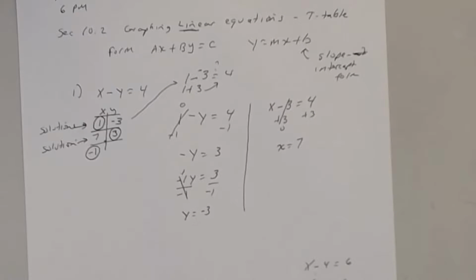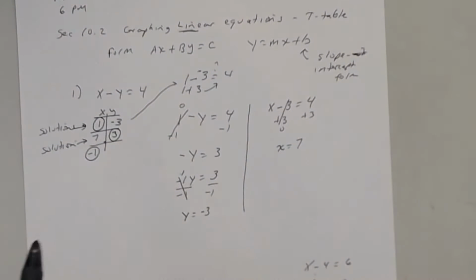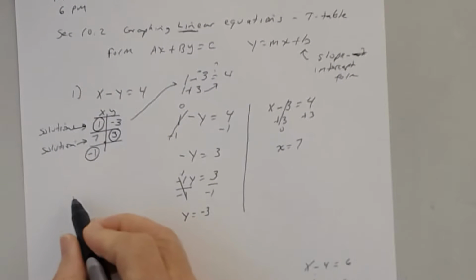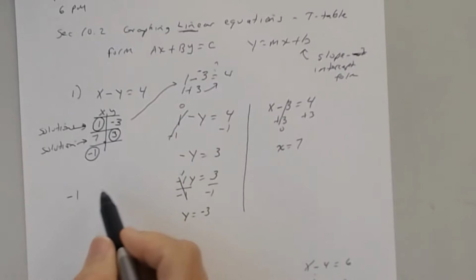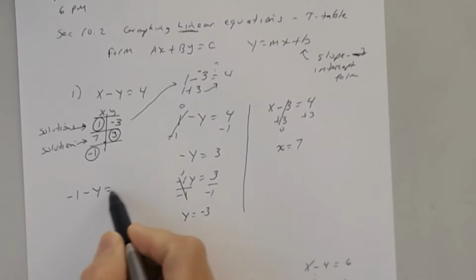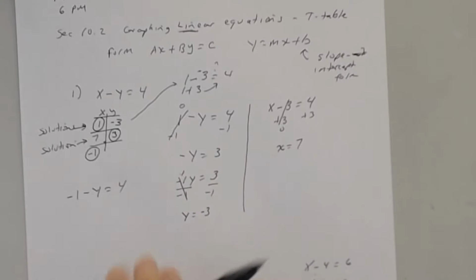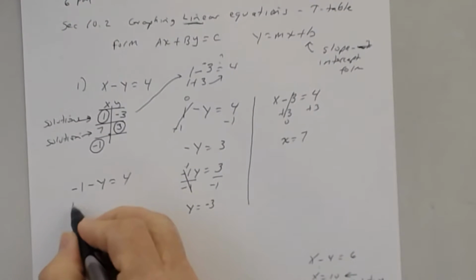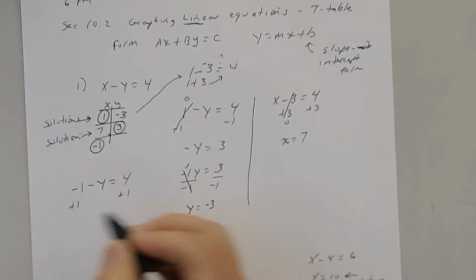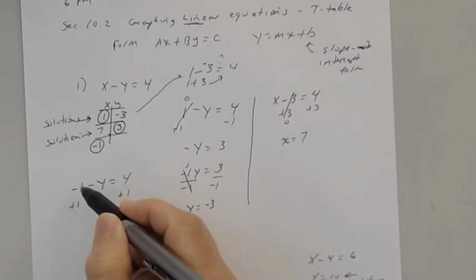So when we plot the points, you're going to notice that you're plotting the solutions to that equation. That's what you're plotting, solutions to the equation. All right, let's look at this one. When x is negative 1, I get negative 1 subtract y equals 4. All right, what's the next step? Add 1 to both sides. Good. Plus 1, plus 1. What you do to one side, you do to the other. What's negative 1 plus 1?